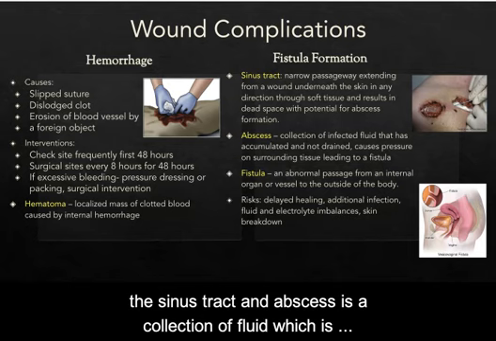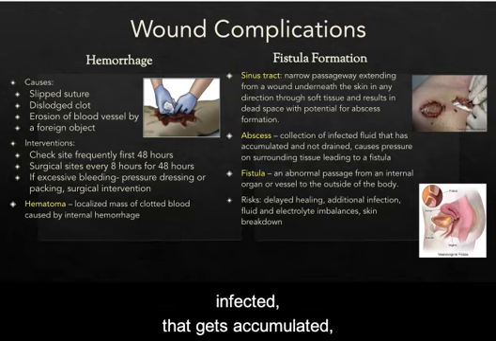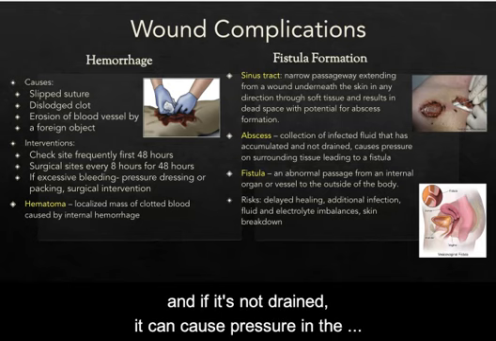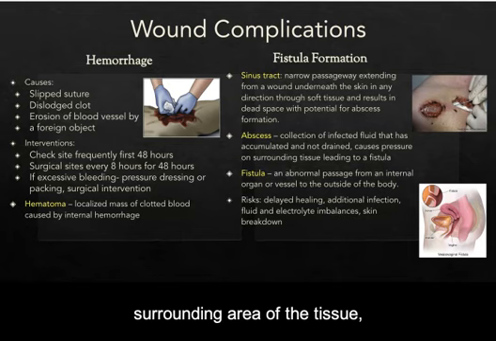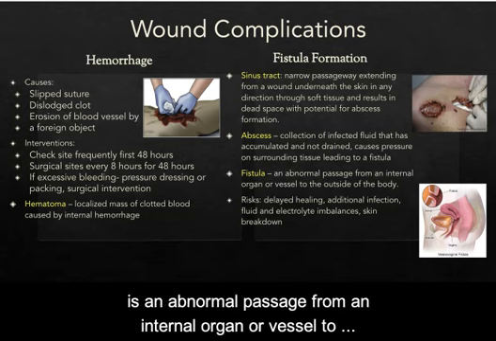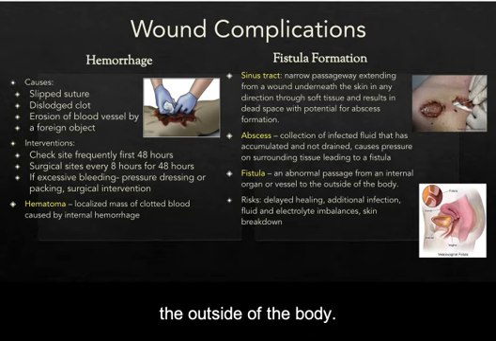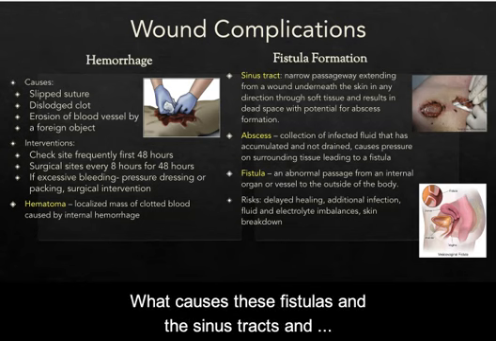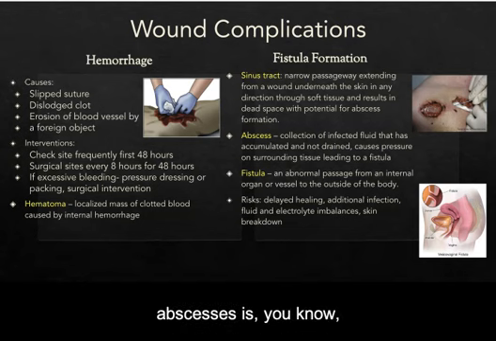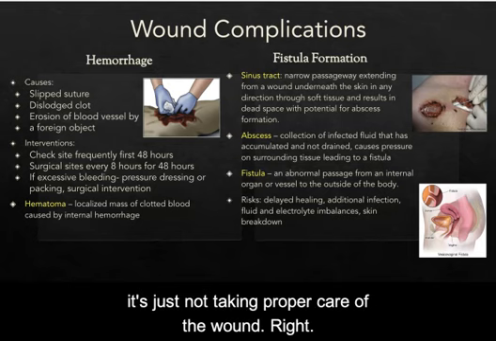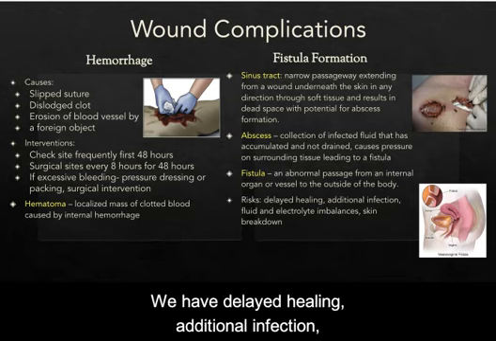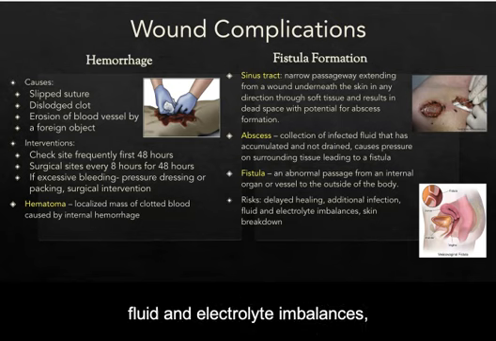An abscess is a collection of fluid, which is infected, that gets accumulated, and if it's not drained, it can cause pressure in the surrounding area of the tissue, and it leads to a fistula. And a fistula, again, is an abnormal passage from an internal organ or vessel to the outside of the body. What causes these fistulas and sinus tracts and abscesses is just not taking proper care of the wound, right? So what are the risks? We have delayed healing, additional infection, fluid and electrolyte imbalances, and skin breakdown.